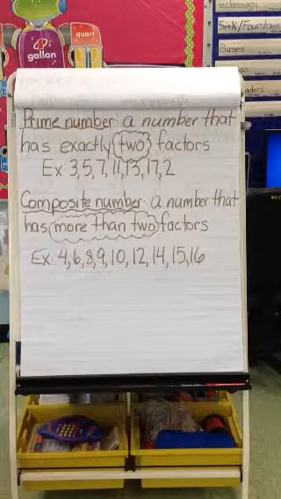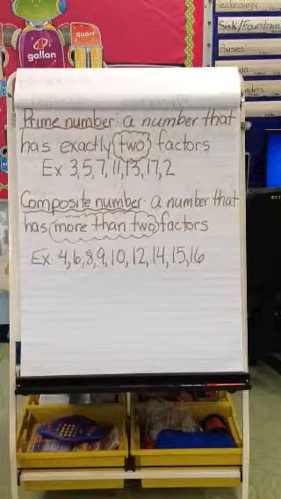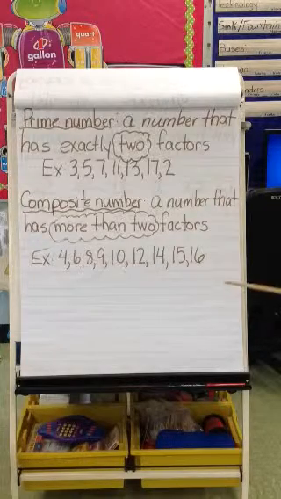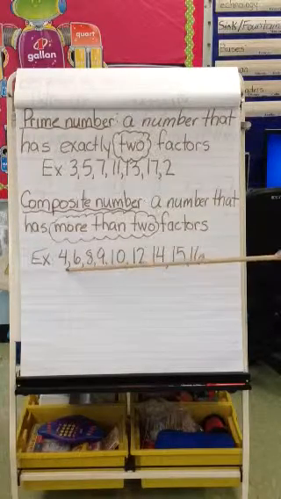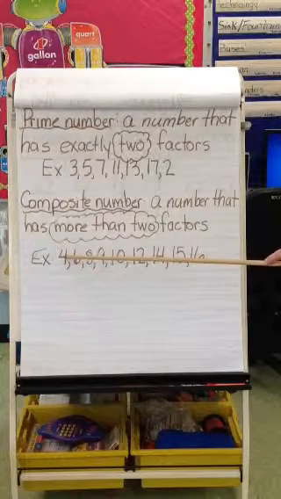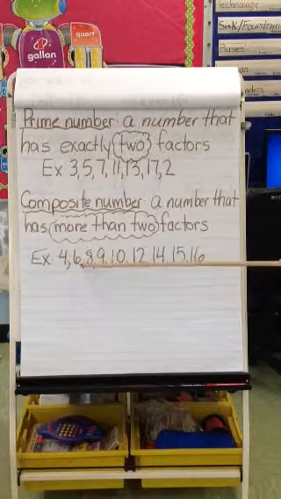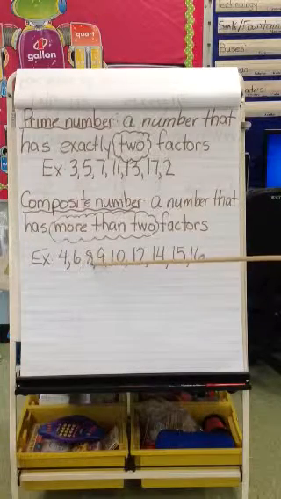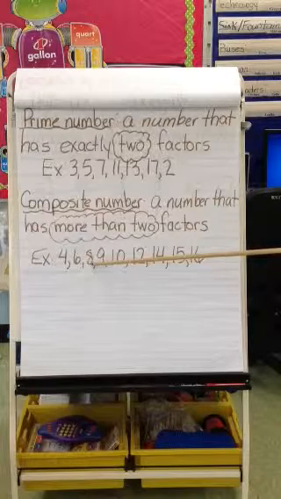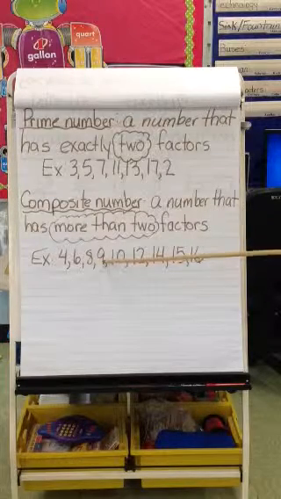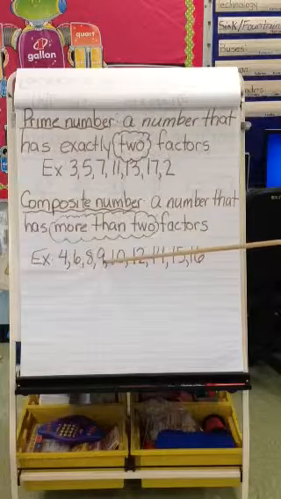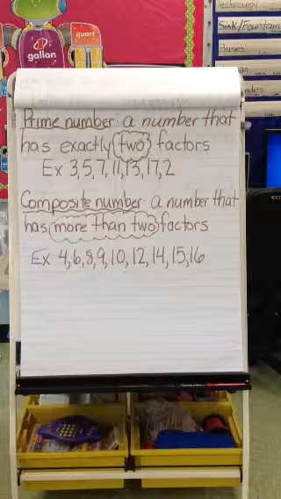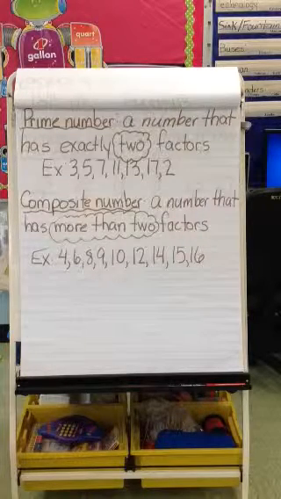Now, numbers that are not prime are composite. They're numbers with more than two factors. For example, 4 has more than two factors: 1 times 4, 2 times 2. 6 has more than two factors: 1 times 6, 2 times 3. 8 has more than two factors: 1 times 8, 2 times 4. 9 has more than two factors: 1 times 9, 3 times 3. I'm sure you see what I mean by more than two factors.